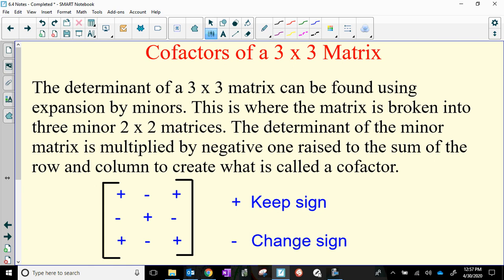We either are going to add or we're going to subtract. If you add, you keep the sign. If you subtract, you add the opposite. So depending on the number that we're going to circle, if I circle row 2, column 3, that means I'm going to change the sign of just that number. If I'm going to use row 2, column 2, I'm going to keep the sign of that number. Again, this is for just what we call the cofactor, and I'll explain that a little bit more in the next couple of slides.